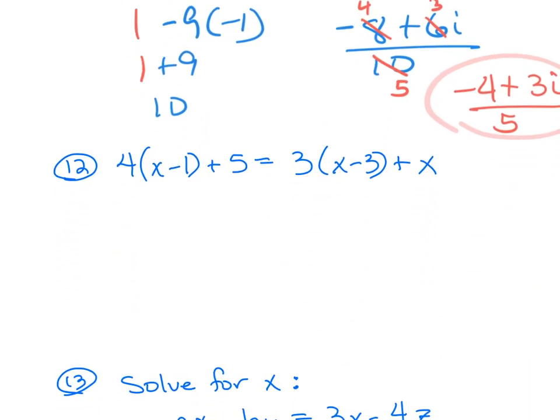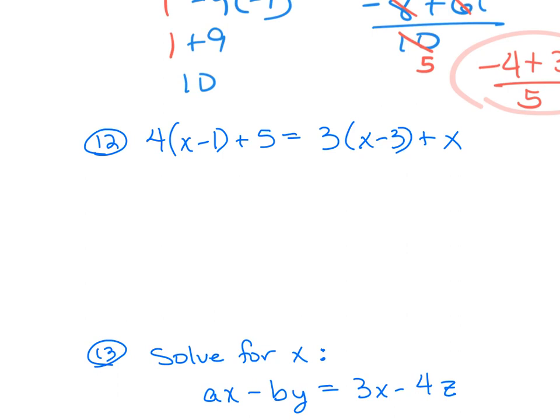This is from 1-1, from the linear, solving for x. I got to distribute, combine my like terms, move my letters left, my numbers right, or whichever way you want to move your letters. So distribute first. I get 4x minus 4 plus 5.